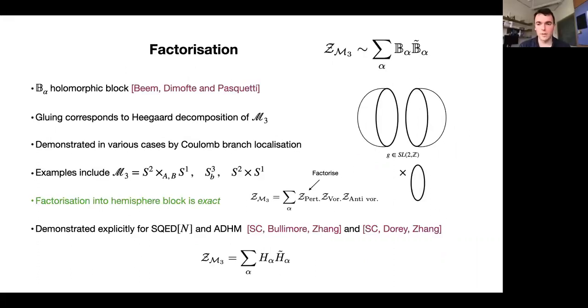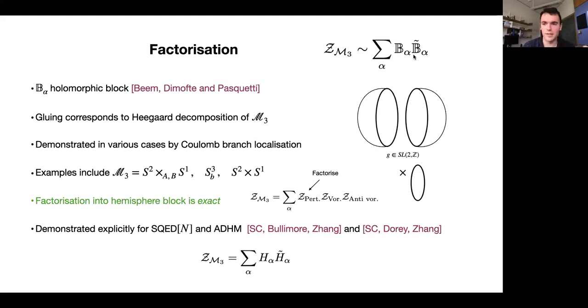Okay, good. So now I'm going to talk about holomorphic factorization. Starting with the work of Pasquetti, certain three-manifold partition functions, the three-sphere partition function in particular, were shown to factorize into a set of blocks, which I'm calling B alpha here. This has been extended in many directions since, so many examples like the twisted index, the squashed ellipsoid partition function, or the superconformal index, in many examples factorize into the same set of holomorphic blocks for a given theory. These three-manifold partition functions factorize into a sum over vacua of a product of these blocks.